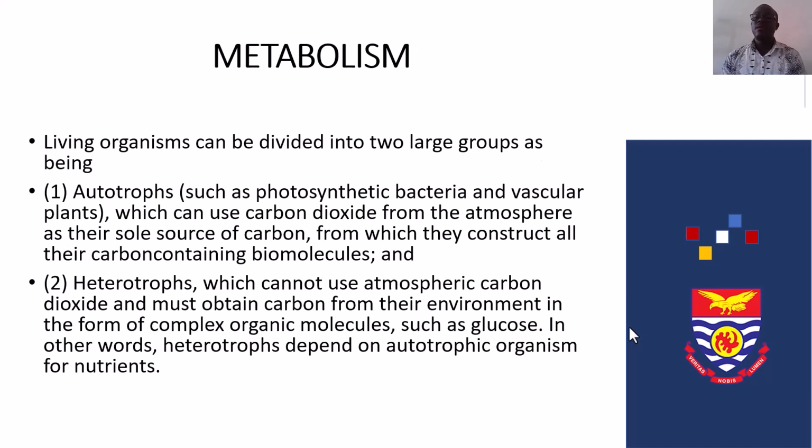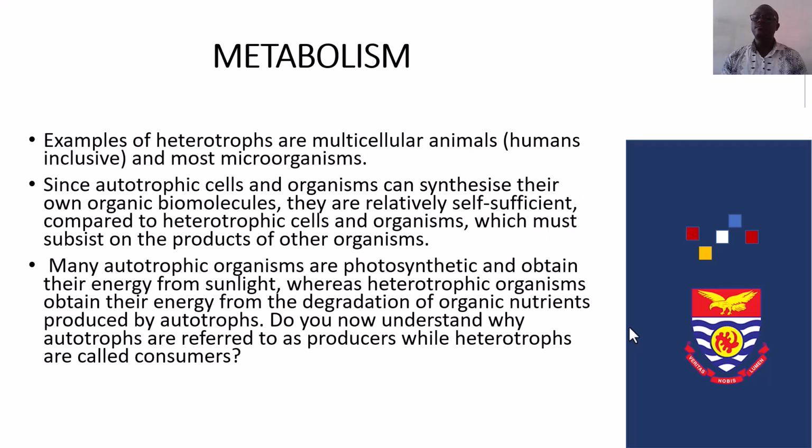So living organisms can be divided into two large groups. 1. Autotrophs, such as photosynthetic bacteria and vascular plants, which can use carbon dioxide from the atmosphere as their sole source of carbon from which they construct all their carbon-containing biomolecules. And 2. Heterotrophs, which cannot use atmospheric carbon dioxide and must obtain carbon from their environment in the form of complex organic molecules, such as glucose. In other words, heterotrophs depend on autotrophic organisms for nutrients. Examples of heterotrophs are multicellular animals, that's humans inclusive, and most microorganisms.